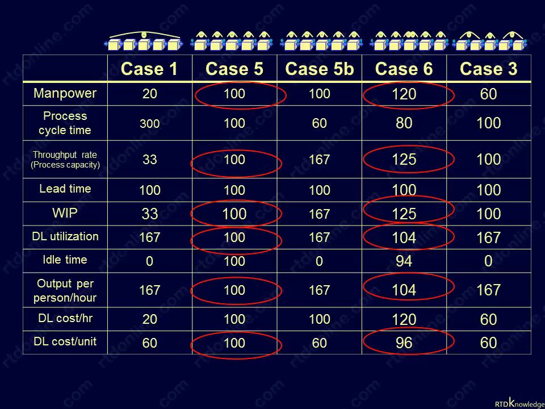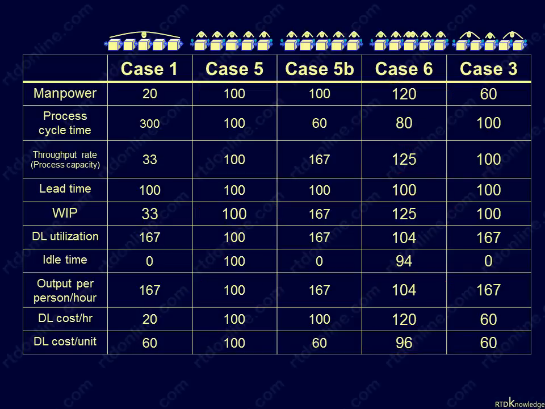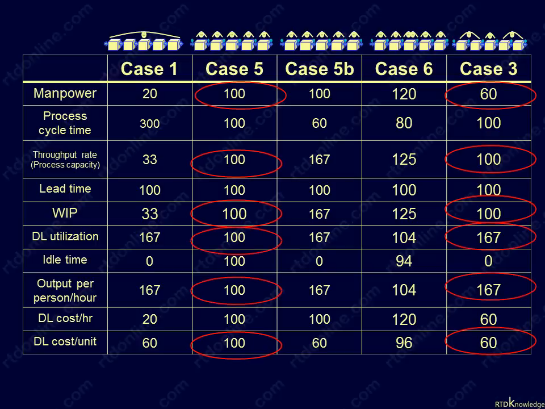Let's now compare Case 5 with Case 3, our lean and balanced process with 3 operators. By reducing manpower by 40% and redistributing the workload equally, we have reduced unit costs by 40%. There was no reduction in capacity with this downsizing, and work in process remains the same. What is significant is that we have improved utilization and productivity by 67%.